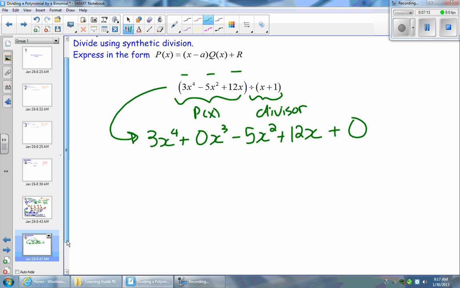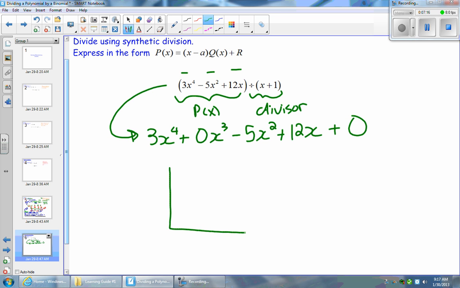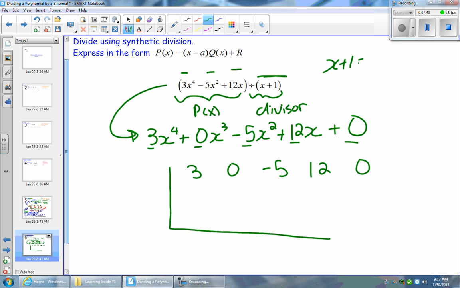Now we carry out the synthetic division. Start with your upside down division bar. The numbers that go inside are once again the coefficients of your polynomial. In this case we have 5 of them: 3, 0, negative 5, 12, and finally 0. Now the number that goes in front of your division bar is the root of your divisor. To find the root, you go x plus 1 is equal to 0, and the root is negative 1. So that's the number that goes right in front of your synthetic division bar.